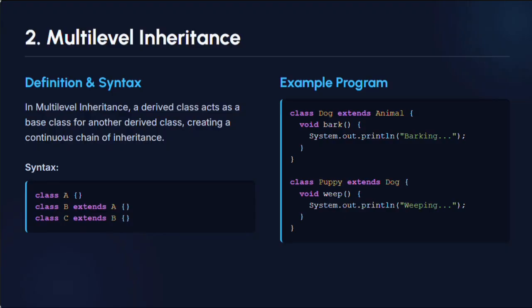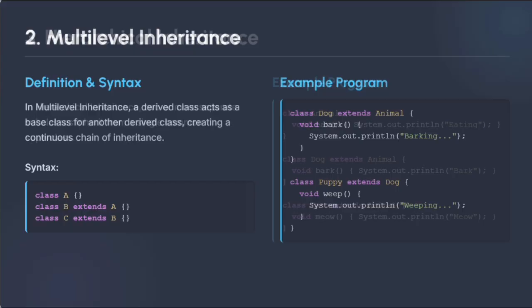Next, there comes multi-level inheritance. In multi-level inheritance, a derived class acts as a base class for another derived class, creating a continuous chain of inheritance. The syntax and example programs are given below and beside. Go through that once, be careful.